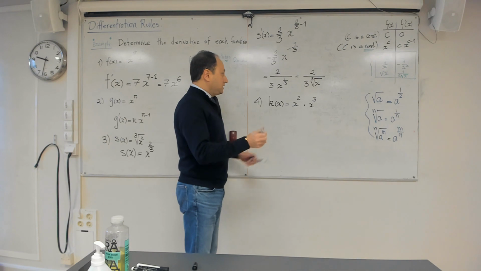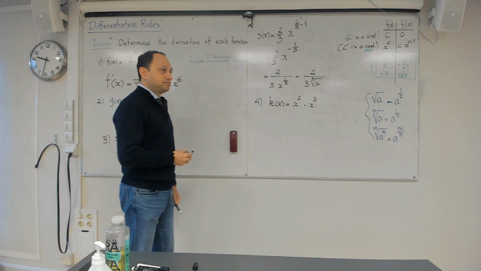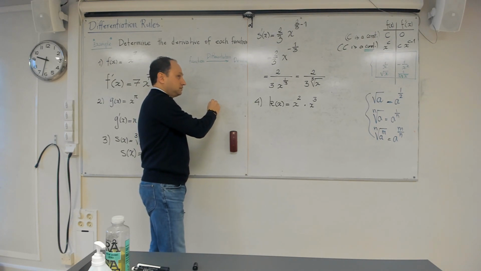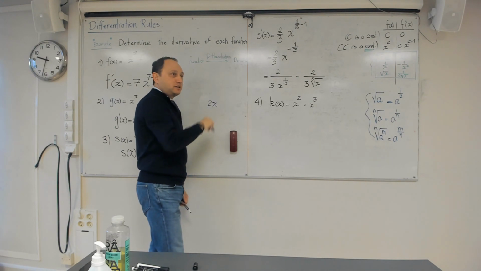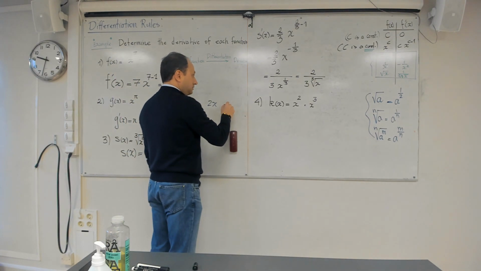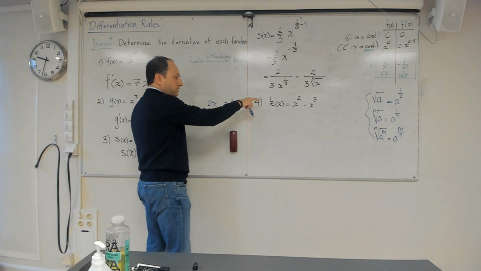Okay? So let me write. What is the derivative of x squared? Just tell me quickly. The pattern is there. What is the answer? 2x. Just tell me. Okay, it's good. And then what is the derivative of x to the 3? 3x squared. If you write this, this is wrong.